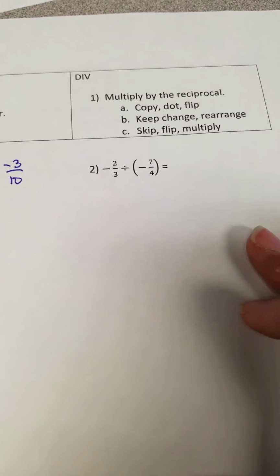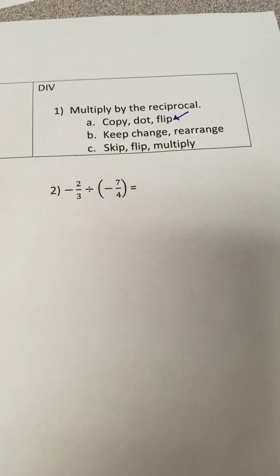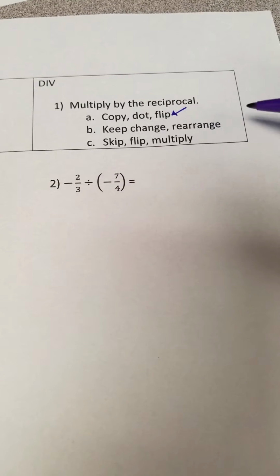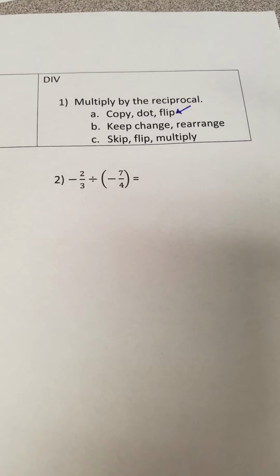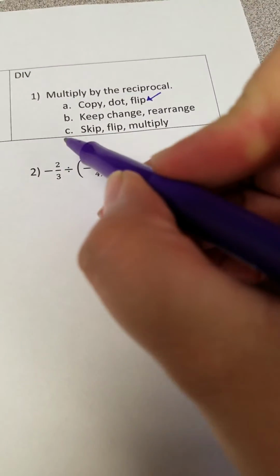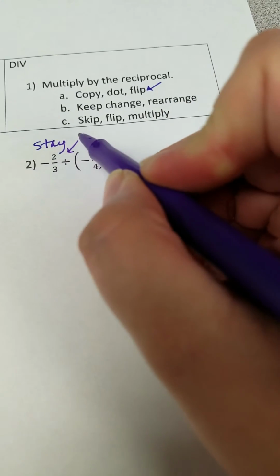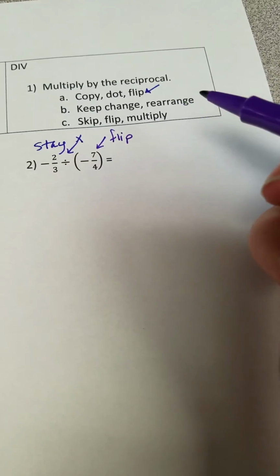For division, you need to multiply by the reciprocal. What that means is the flipped version of the second fraction. So we've used quite a few of these in class: copy, dot, flip, keep, change, rearrange, skip, flip, multiply. Use any of these that you want to use. So that means that this stays, this changes to multiplication, and this needs to flip.